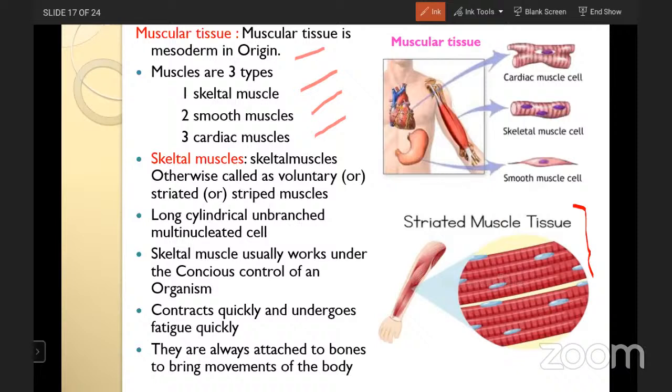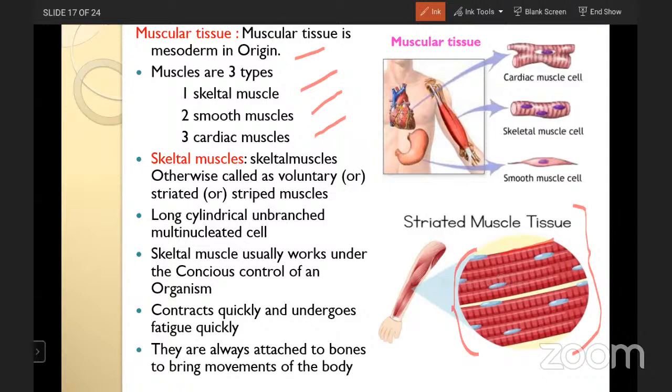Here in this picture, you are observing only striated muscles or skeletal muscles. They are called as the striated or striped muscles. Long, cylindrical and unbranched, multinucleated cell. Here in this picture, you are observing unbranched, striped, multinucleated cell.